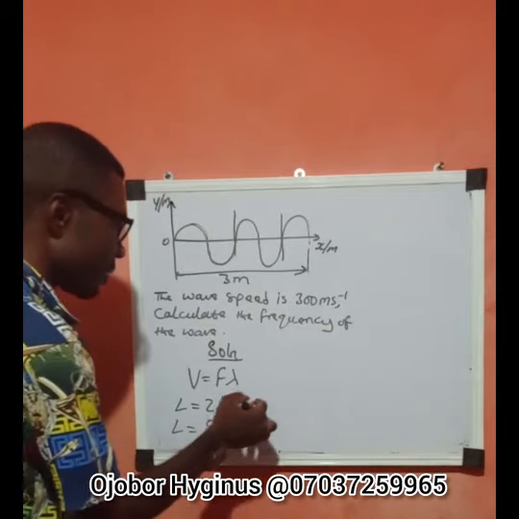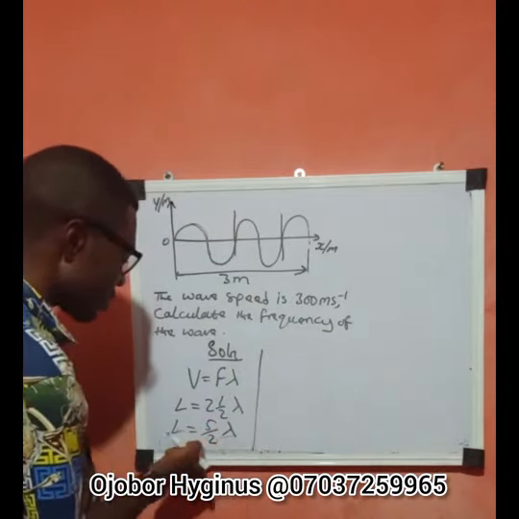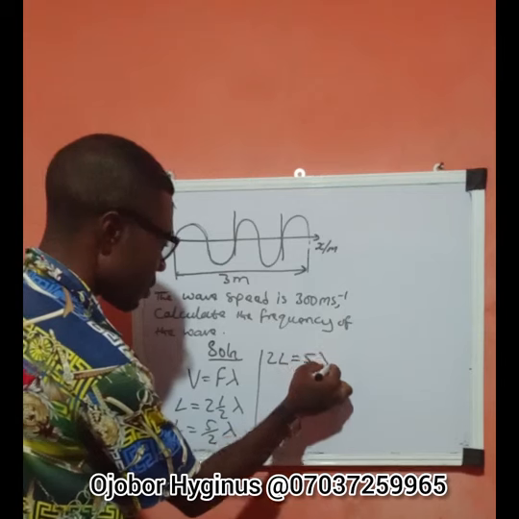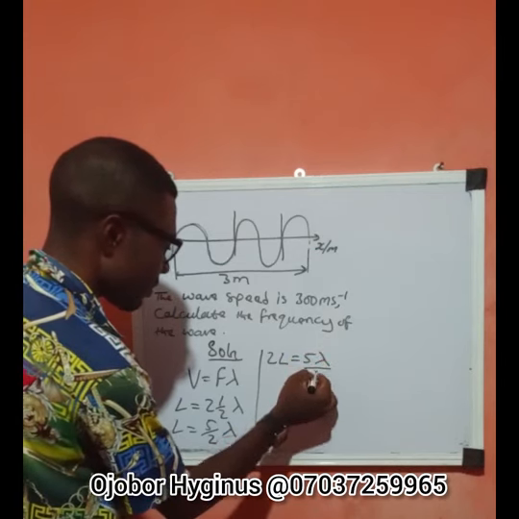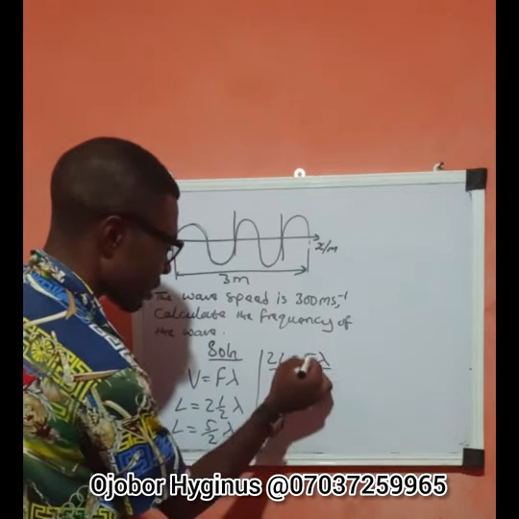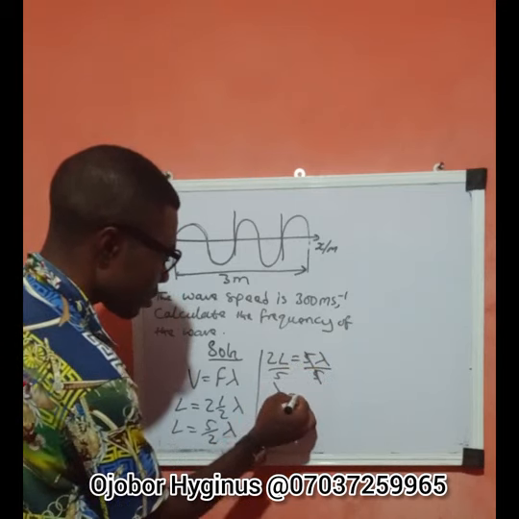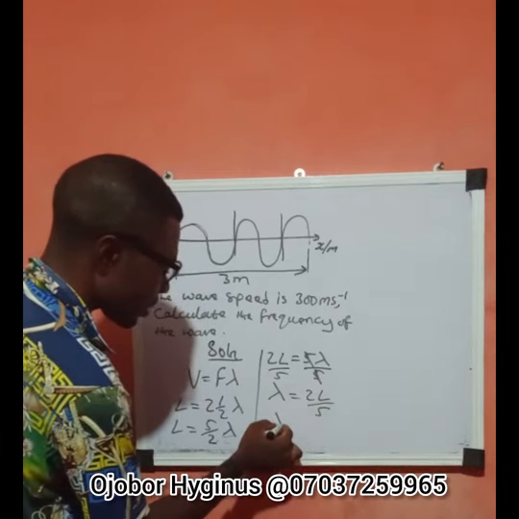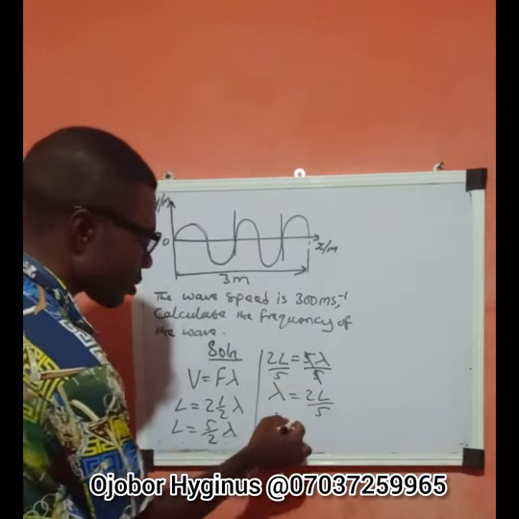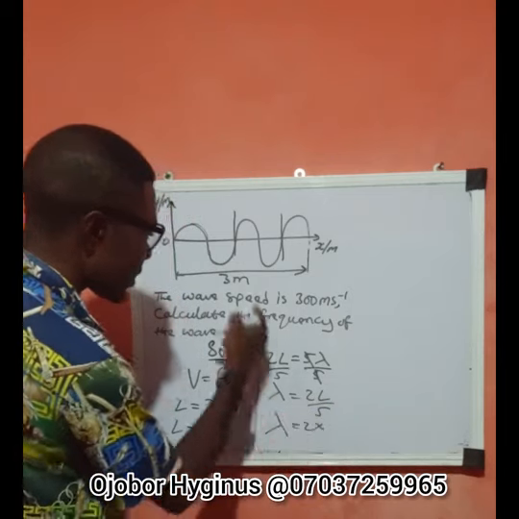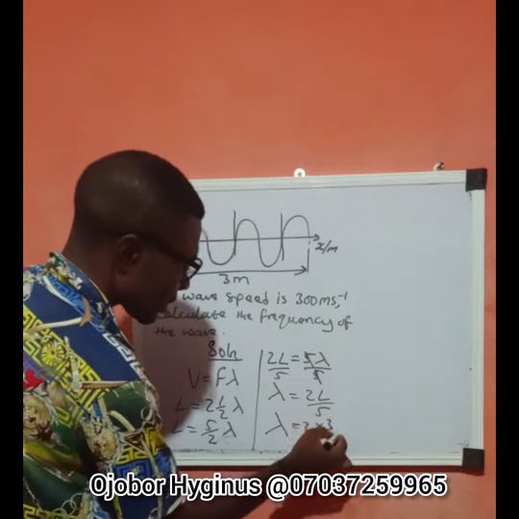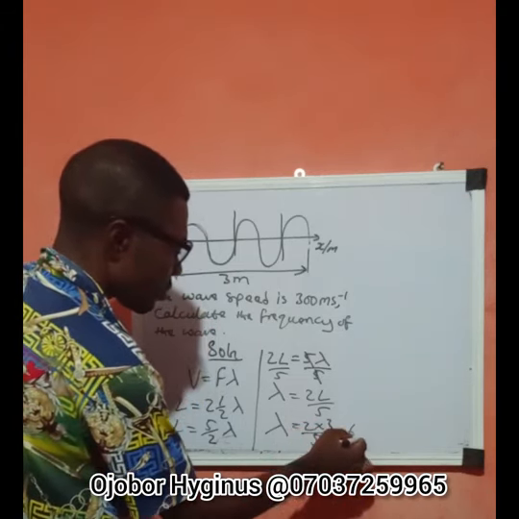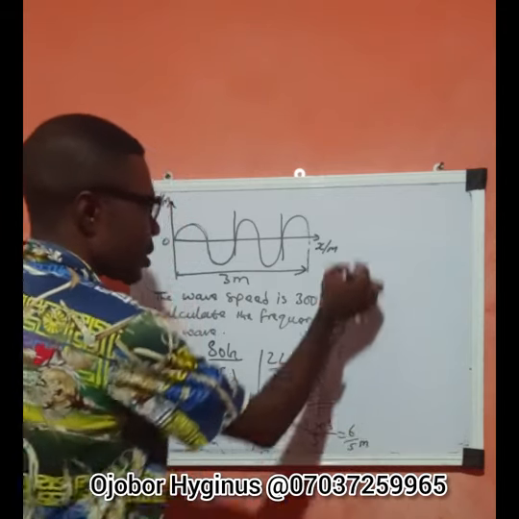So what will be the wavelength? When we cross multiply this, we have 2L equals 5 wavelength. Divide by 5, divide by 5. 5 will cancel 5. So the wavelength is equal to 2L over 5. So it means that the wavelength equals 2 times the length, which is 3 meters. So we have 2 times 3 over 5, which is 6 over 5. So the wavelength is 6 over 5 meters.